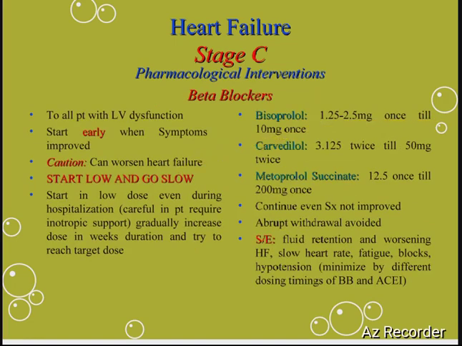Beta blockers are given to all patients with LV dysfunction, early, when symptoms improve. Caution, as they can worsen heart failure: start low and go slow. Start at a low dose even during hospitalization. Be careful in patients requiring inotropic support. Gradually increase the dose over weeks and try to reach the target dose. Bisoprolol 1.25 to 2.5 mg once, up to 10 mg. Carvedilol 3.125 mg twice, up to 25 mg twice. Metoprolol succinate 12.5 mg once, up to 200 mg once.